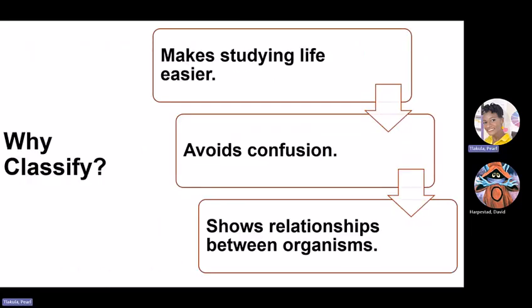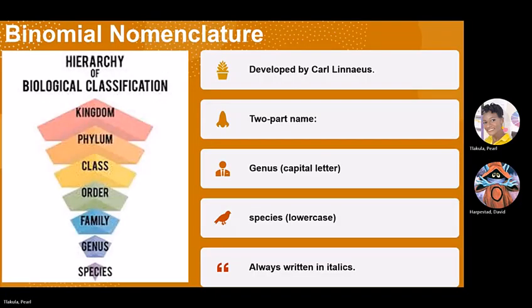So why classification? Why do we have to classify organisms? This makes studying life easier. This helps us to avoid confusion, and it shows relationships between one organism and the other. So we have what we call in science binomial nomenclature. This is a form of classification that scientists use. It was developed by Carl Linnaeus. Have you heard of him? It's a two-part name. It starts with a genus with a capital letter and a species with a lowercase letter. And it is always written in italics.